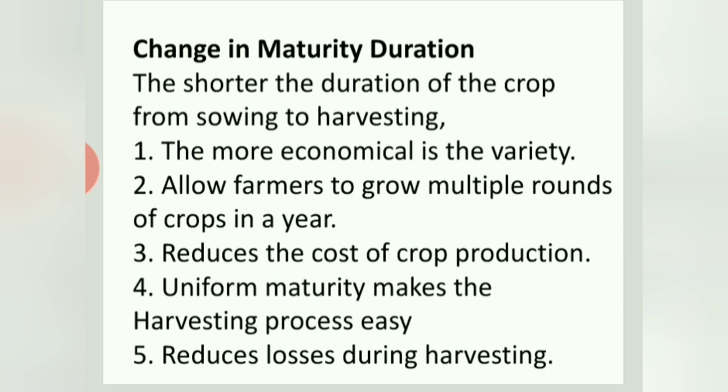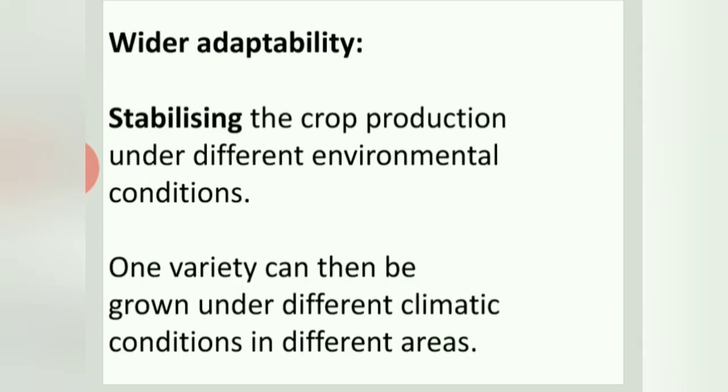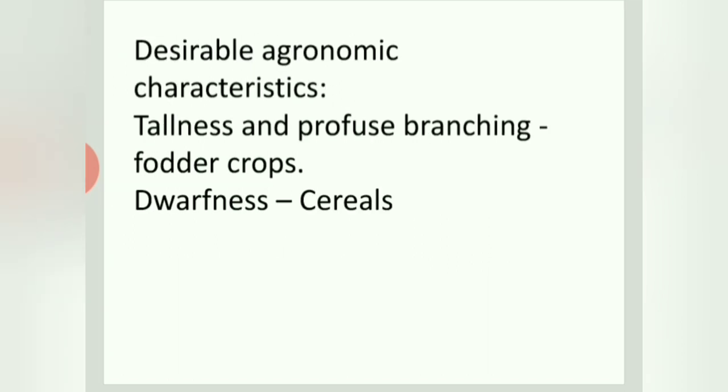Next is change in maturity duration. The shorter the duration of the crop from sowing to harvesting, the more economically beneficial it is for the farmer, so that farmers can grow multiple rounds of crops in a year, and it also reduces the cost of crop production. Uniform maturity will make harvesting an easy task and reduces the loss during harvesting. Next is wider adaptability. From the word itself we can understand the crop has to adapt itself to different environmental conditions.